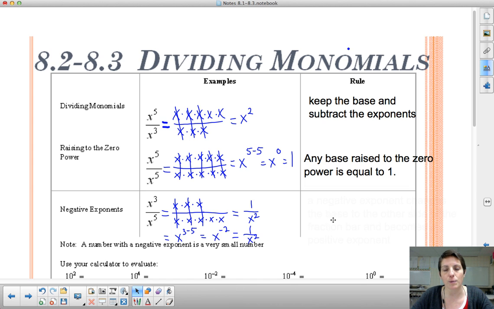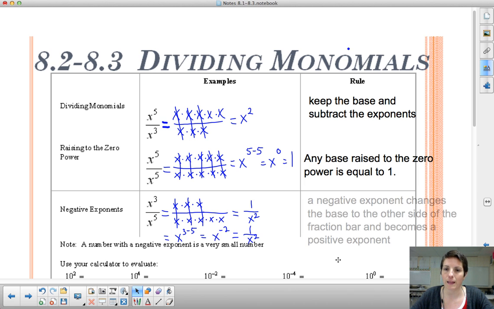We're going to see lots of practice problems, and I know we're going to do some in class together with negative exponents. But here's the rule for you before we move any further. It says a negative exponent changes the base to the other side of the fraction bar and becomes a positive exponent.